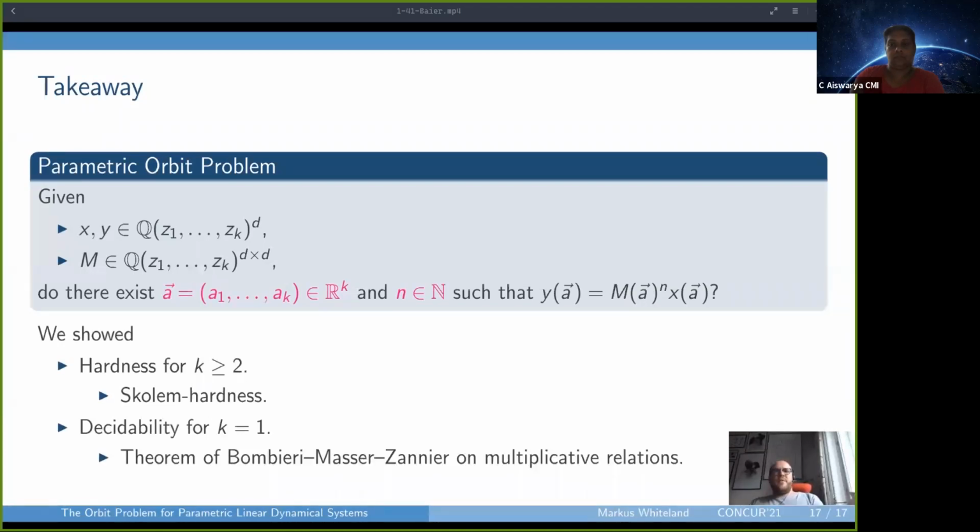The decidability result was obtained by deep results from the field of algebraic geometry. The theorem of Bombieri-Masser-Zannier is one that you might want to keep in mind when dealing with such problems. The theorem is much more general than how we've used it here. Namely, we only used a baby version of it.